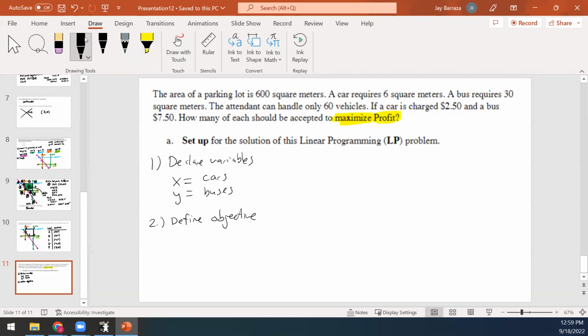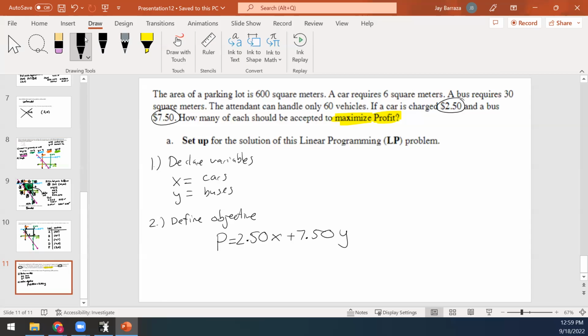Well, my profit, so P, is equal to how much I charge for each vehicle. So $250 for each car and $750 for each bus. So $250 for each car plus $750 for each bus. Does everyone see that? That's what I'm trying to maximize. How much I got to take of each car and bus.